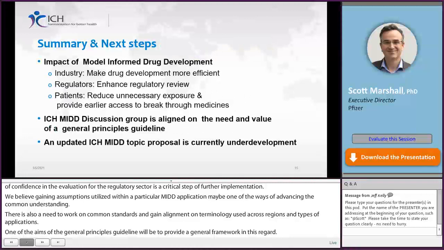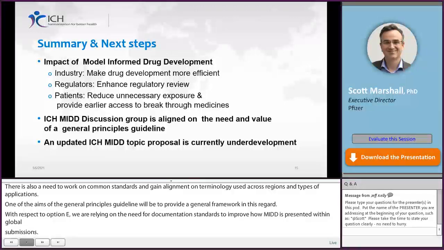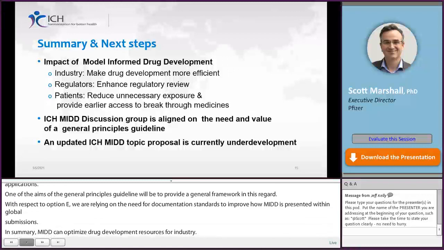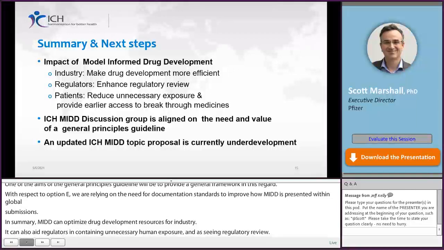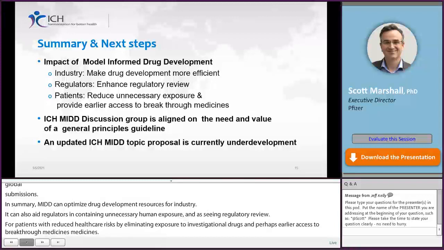In summary, MIDD can optimize drug development resources for industry. It can also aid regulators in containing unnecessary human exposure and enhancing regulatory review. For patients, it can reduce healthcare risks by limiting exposure to investigational drugs and perhaps providing earlier access to breakthrough medicines. The MIDD discussion group is aligned on there being a need and measurable gain from developing a general principles guideline, and an updated ICH MIDD topic proposal with this in mind is currently under development.